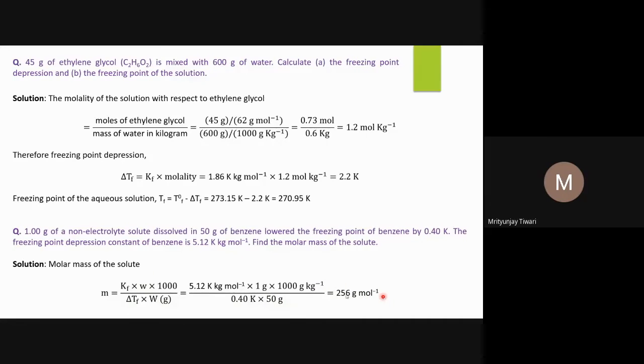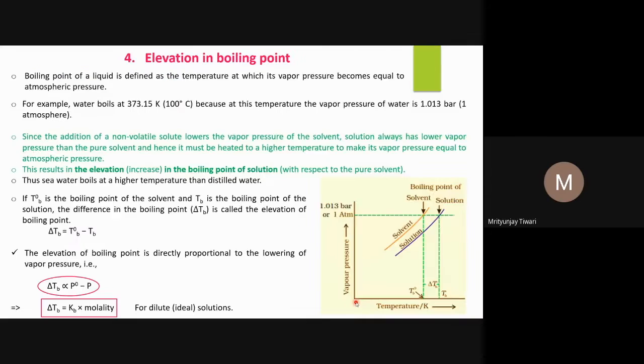So the molar mass of the solute is what? 256 gram per mole. And if you have a chart, you can compare which molecule has the molar mass equal to 256 gram per mole. And with that, you can roughly have an idea that this molecule might be this one. However, you should remember that different molecules can have the same molar mass. Sometimes it can also be confusing because two molecules will have the same molar mass.